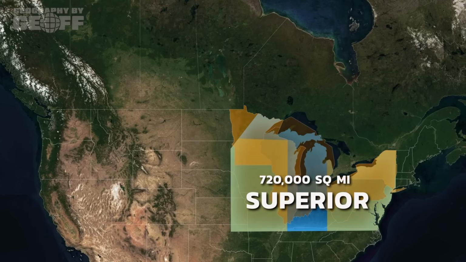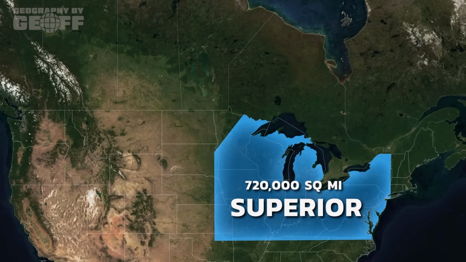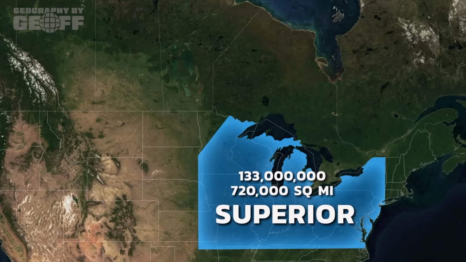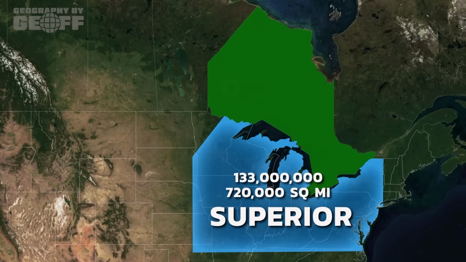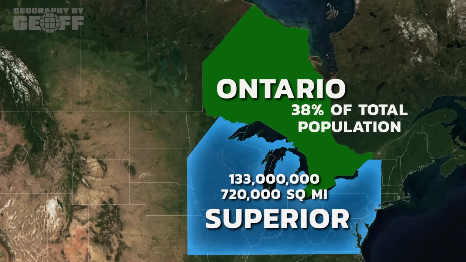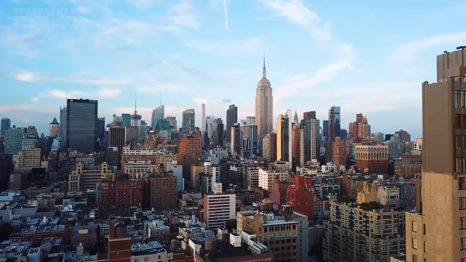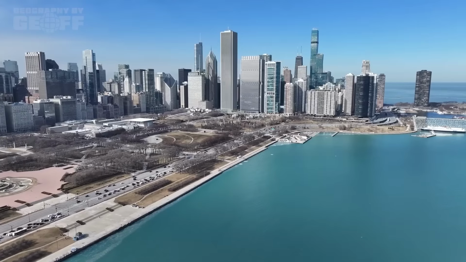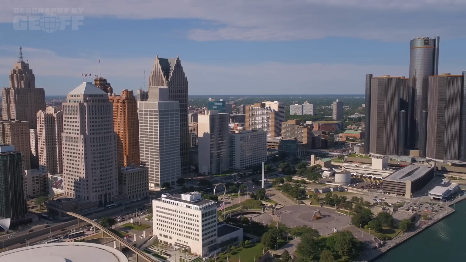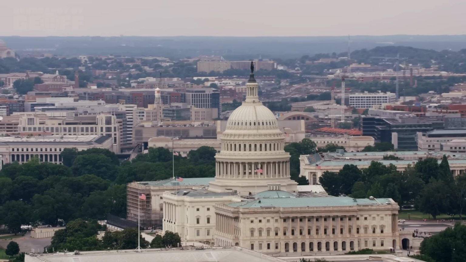And not only would it be the largest province by area size, but it would also be the most populous by far with nearly 133 million people. This would make it roughly equivalent in prominence to the Canadian province of Ontario, which comprises about 38% of Canada's total population. But unlike Ontario, Superior would be home to most of the country's largest cities, including New York City, Chicago, Philadelphia, Washington, D.C., Detroit, and many more. To say the very least, Superior would dominate the United Provinces of America.